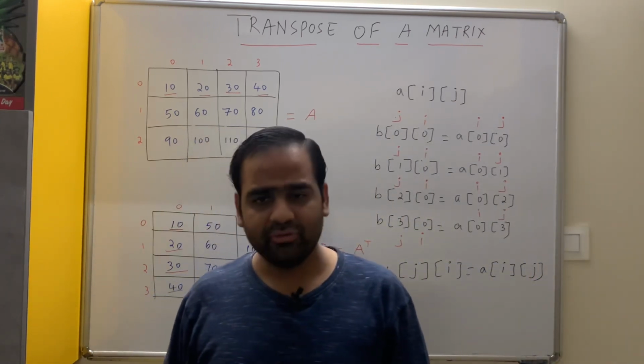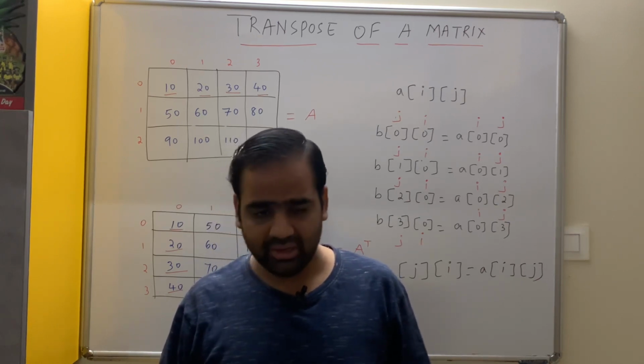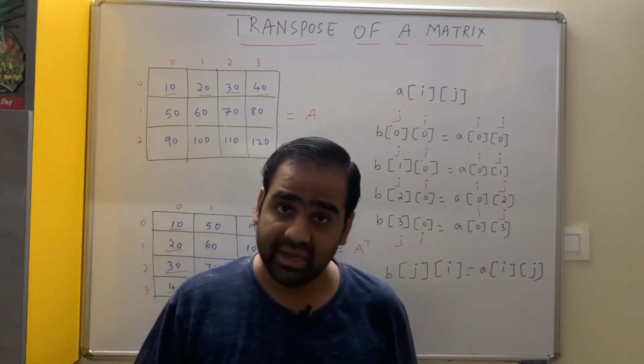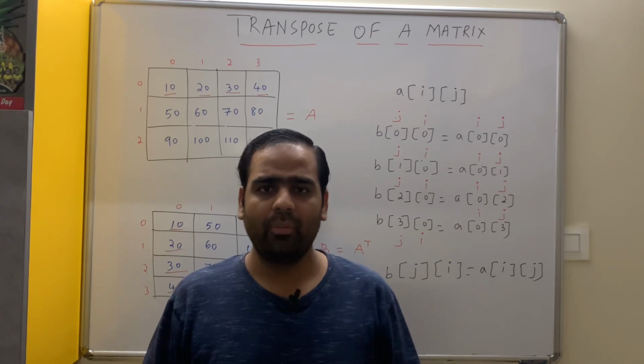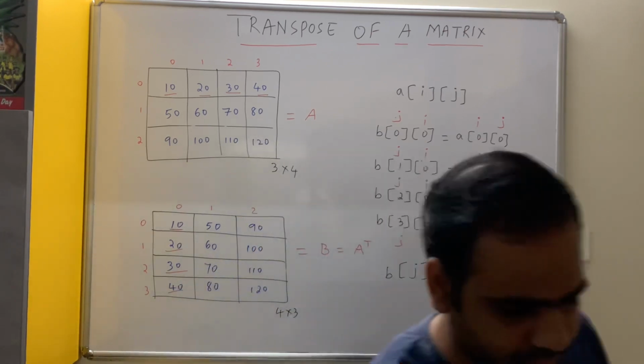This transpose of the matrix we are going to use again in the orthogonal matrix, because an orthogonal matrix is A into A transpose is the identity matrix. Please pause the video over here, make the appropriate notes and try to write the program yourselves. Thank you.